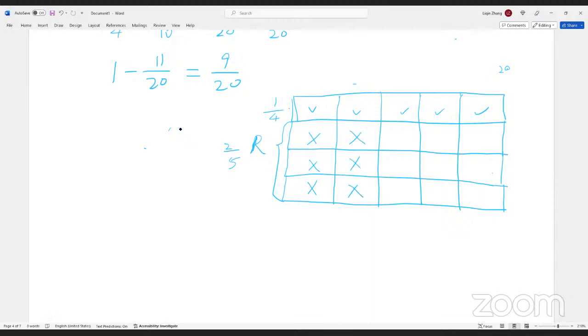This is 2 out of 5, right? Of the remainder, right? This is 1 out of 5. This is 2 out of 5, right? 3 out of 5, 4 out of 5, 5 out of 5. So now we can see what he has spent the first time. It's 1 out of 4, right? It equals 1 out of 4. It also equals 5 out of 20.